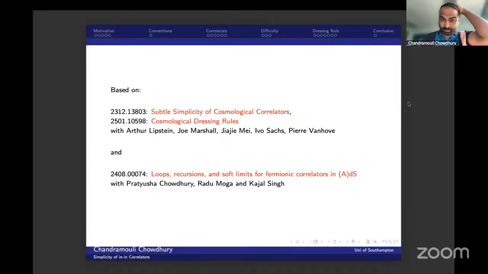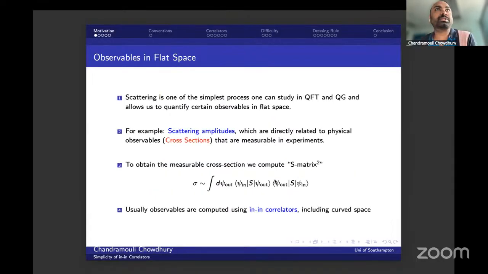Let me take a minute to acknowledge my collaborators. Almost everything I'm going to say can be found in these papers. It's work done with Arthur Lipstein, Joe Marshall, Jaji May, Ivo Sachs, and Pierre Van Hove. Arthur and Joe are based in Durham, Jaji is now in Amsterdam, Ivo is at LMU, and Pierre is at IPHT. Towards the end, I'll also talk about some work done in collaboration with Pratyusha Radu and Kajal Singh. I think they're both based in Southampton, and she's based in Liverpool.